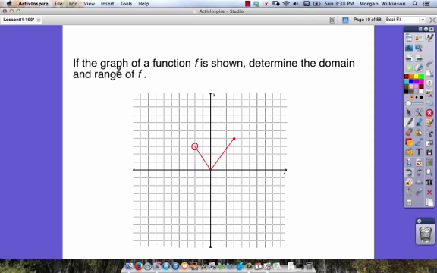In the graph, if the graph of a function f is shown, determine the domain and range of f. So this is not a linear equation anymore. This is two segments. Here we've got one segment that starts just after this line because it's an open circle, starts right there, goes down to our origin, and then pops back up. And it pops back up, and this point is included.